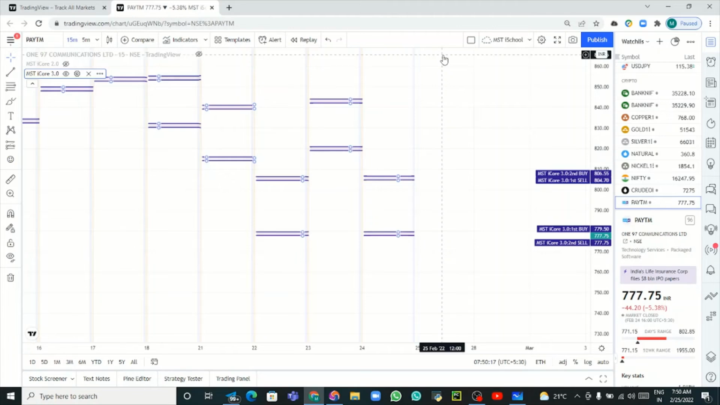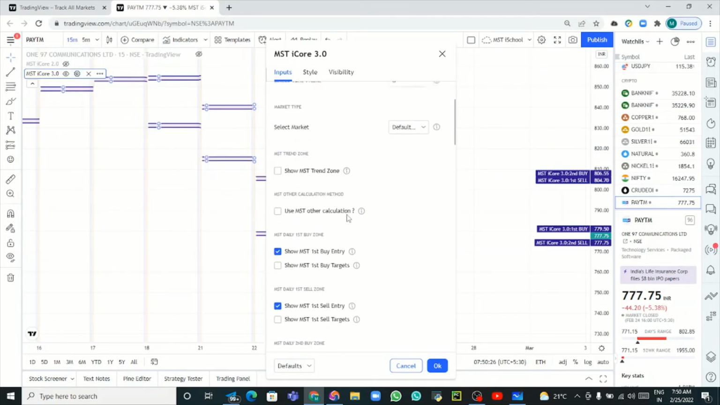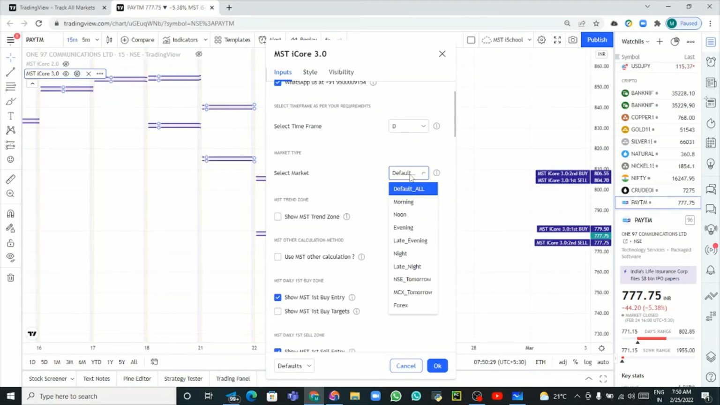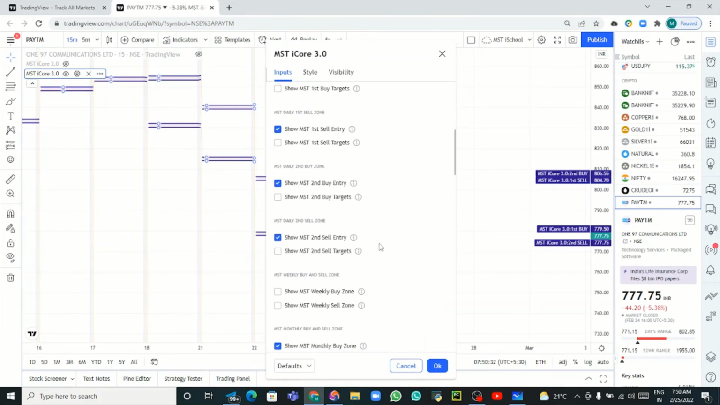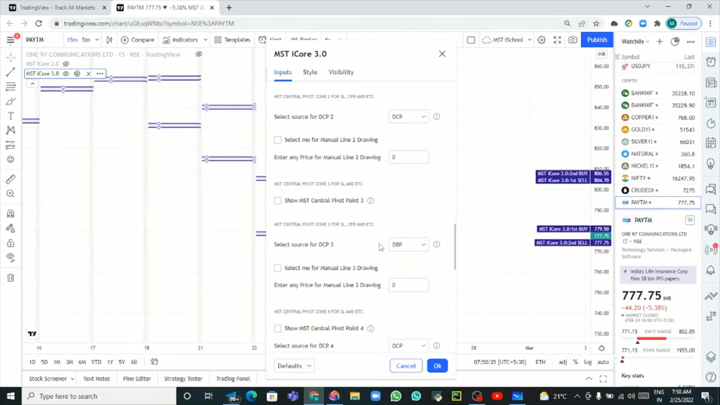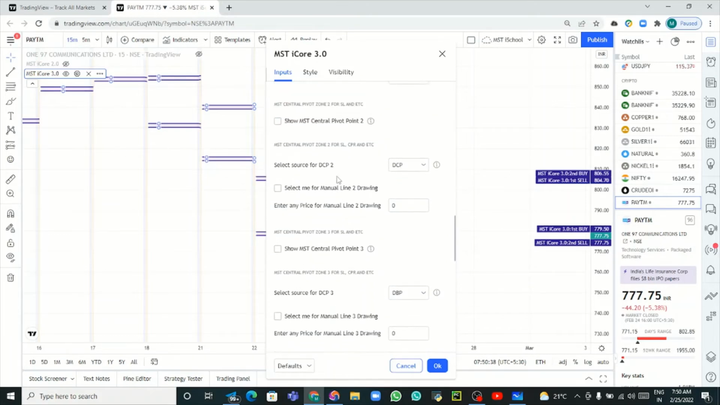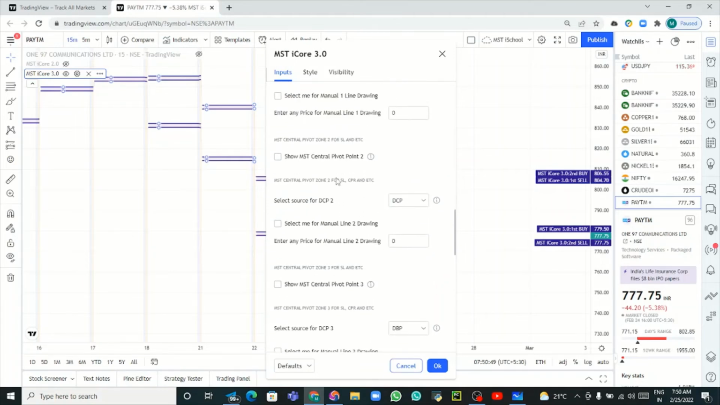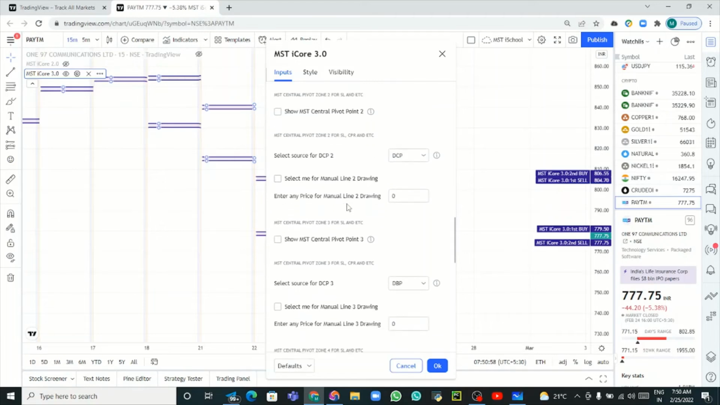If you want to trade only one trade in a day, then MST 2.0 is enough for you. If you want to trade multiple trades in a day, then only you have to go for MST 3.0, because all other formulas are the same, only the entries are different. And since we have not given a separate SL in 3.0 like in 2.0, we were able to add more features like MST central pivot point 1, 2, 3. Though we added one MST pivot point 1 in 2.0, there was no further space to add 2 and 3.